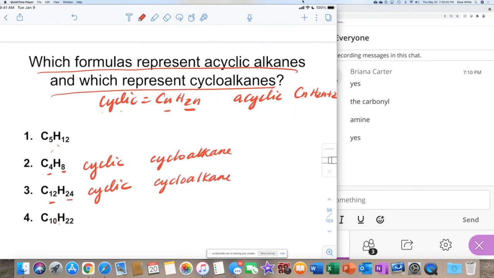Cycloalkane. Okay. So this one here, I want to verify. You want to double the first number and add 2. So if I double 5, I get 10. I add 2, 12. Yeah, so this is just a regular acyclic alkane. Take 10, double it, you get 20. Plus 2, 22. Acyclic alkane. Okay? Yeah, not that bad.